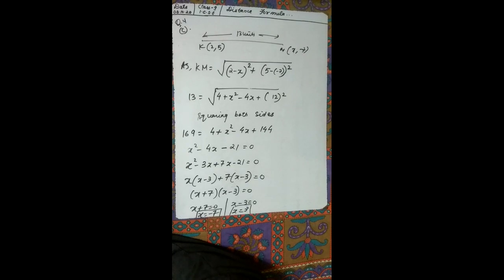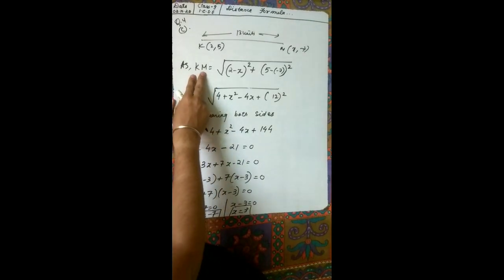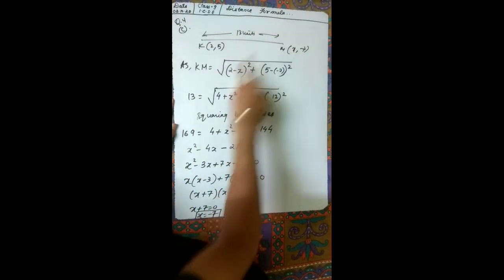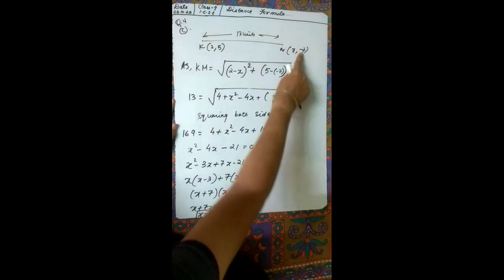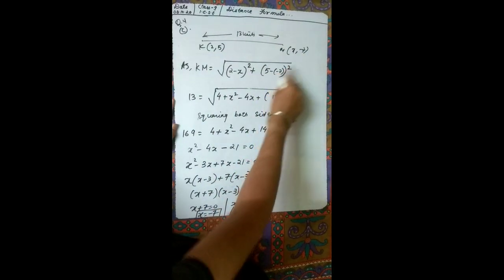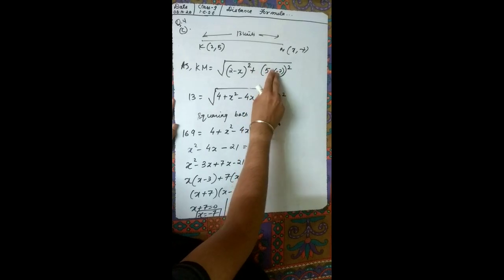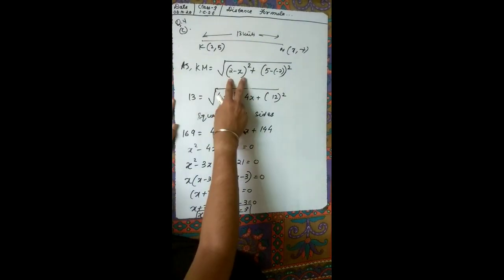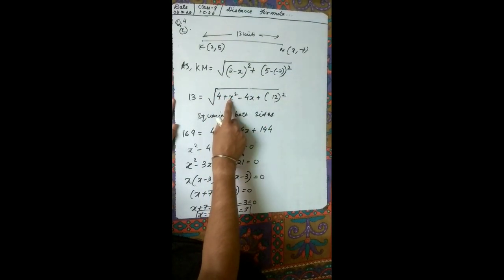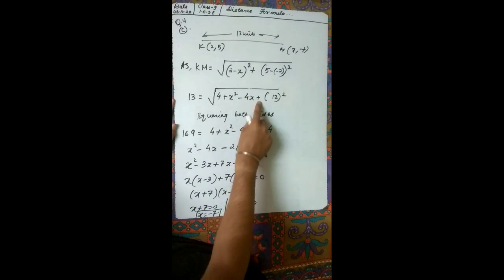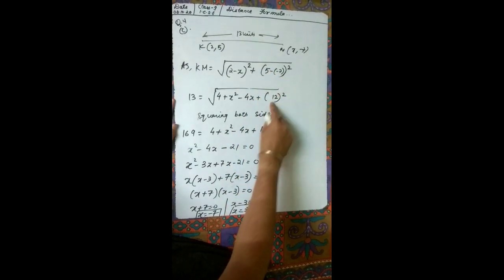So here is the solution. Given KM will be what? X1 minus x2 the whole square plus y1 minus 7 the whole square, that means 5 minus 7 the whole square. Now using the identity here, a square plus b square minus 2ab, plus this will be minus plus, so 12 square.